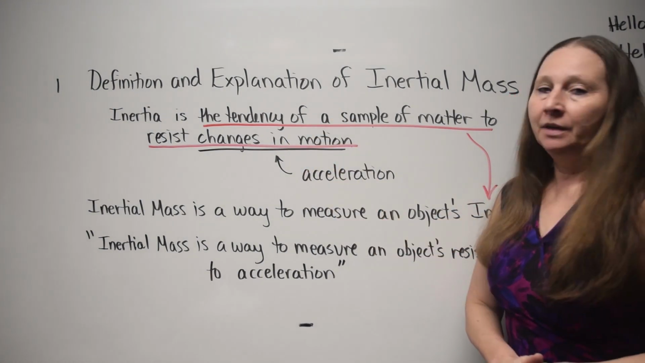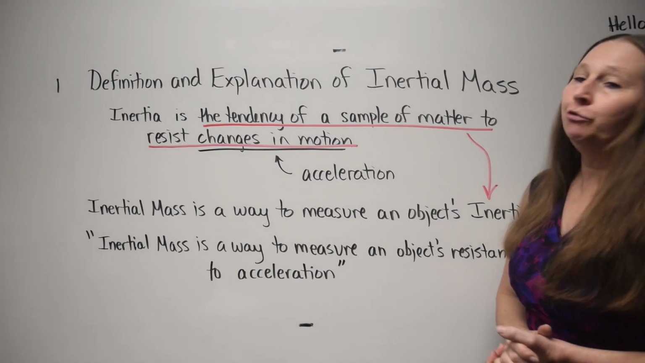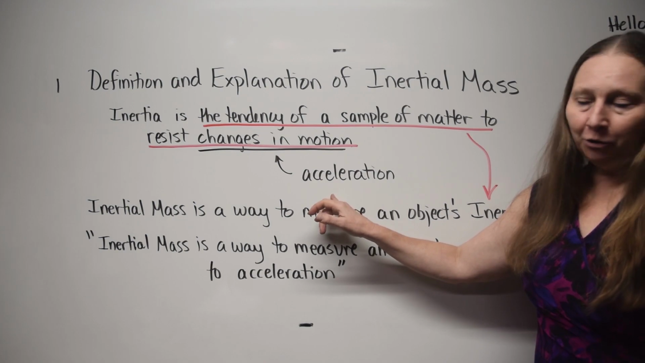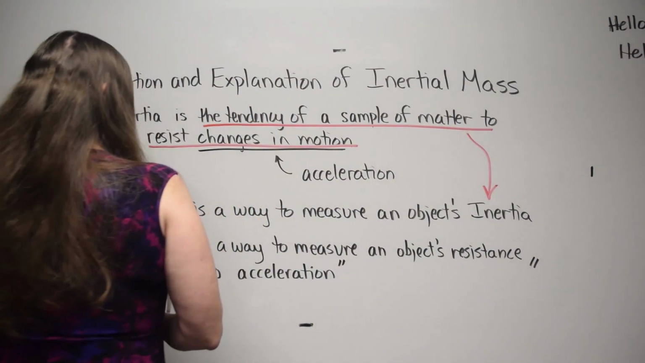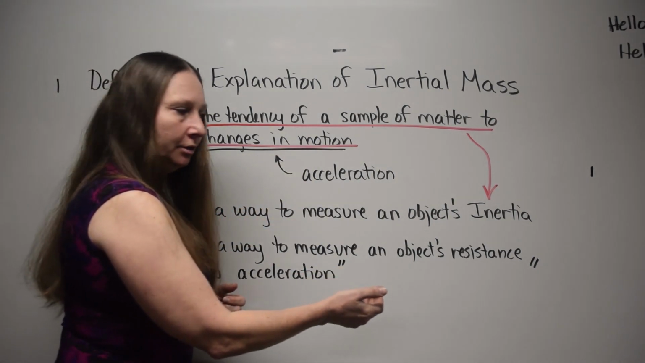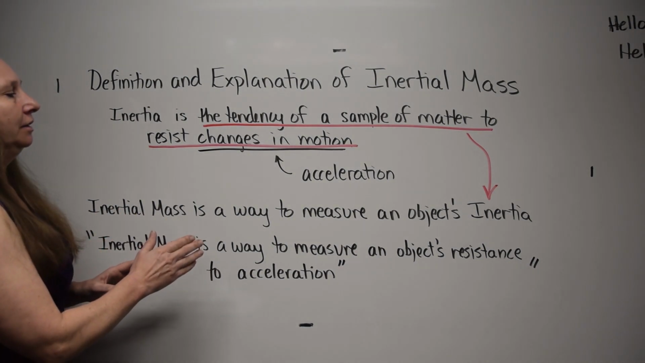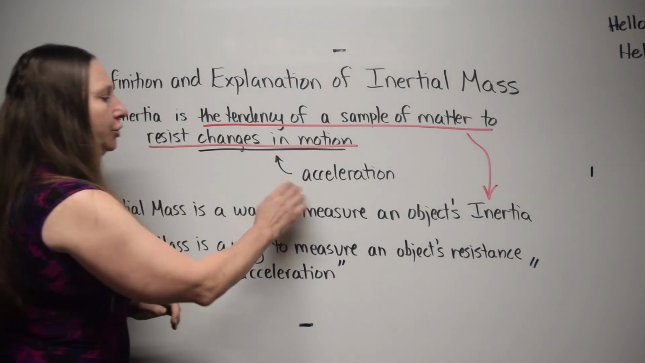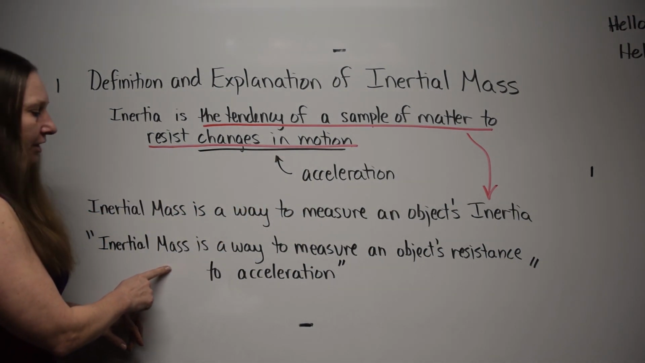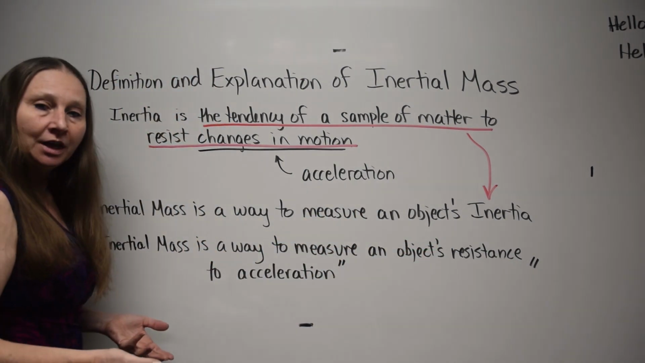A definition and explanation of inertial mass. If inertia is the tendency of a sample of matter, an object, to resist changes in motion, being acceleration, and inertial mass is a way to measure the object's inertia, then inertial mass is a way to measure an object's resistance to acceleration.